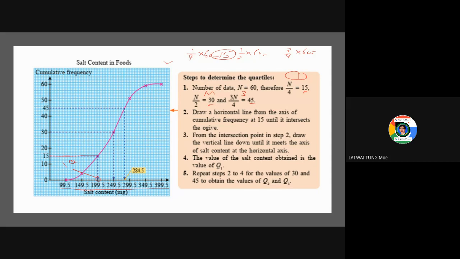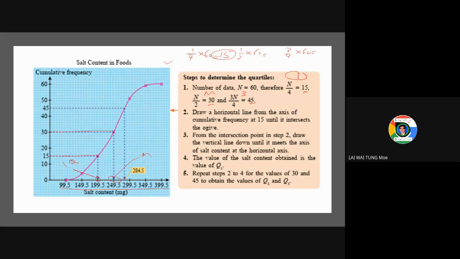The same thing goes for the median and also the third quartile. For the median, it is 30, so you have to find where 30 is on your y-axis. Draw a horizontal line, go to your OGIF, and then go down and read this value. This value is your median. Finally, do the same thing for the third quartile, 45. Go here to 45, go horizontal, and then go down.